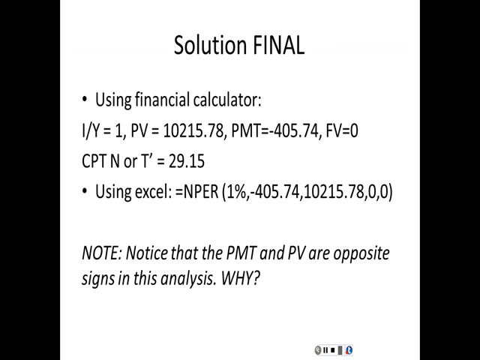When we solve for T prime, here's one thing to be careful of. The balance of the loan is always a positive, and the payments we make on the loan are always a negative. So keep that in mind as you enter these numbers into your calculator. Solving for T prime, we get 29.15 months. So Costanza saved almost 7 months by making this extra payment of principal.